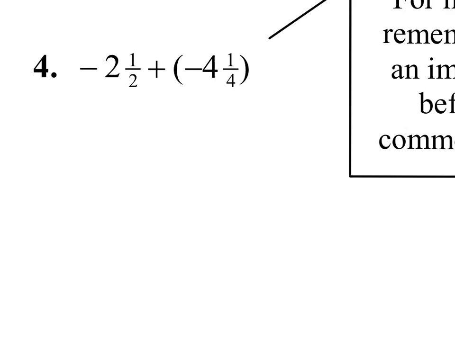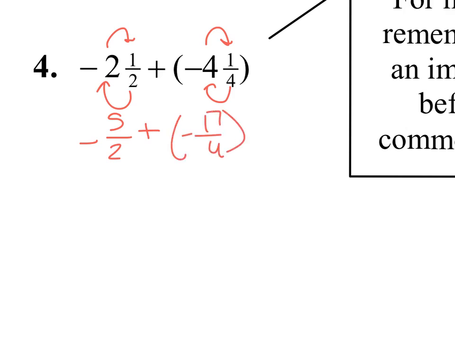So let's take the first mixed number first, negative 2 and 1/2. So here we go. 2 times 2 is 4. 4 plus 1 is 5. So I have negative 5 over 2 plus 4 times 4 is 16. 16 plus 1 is 17. So I'm going to add negative 17 fourths.